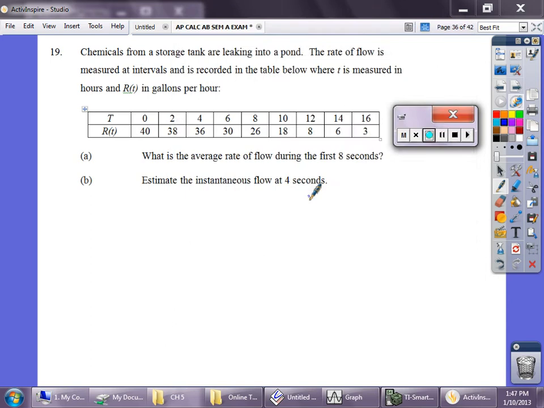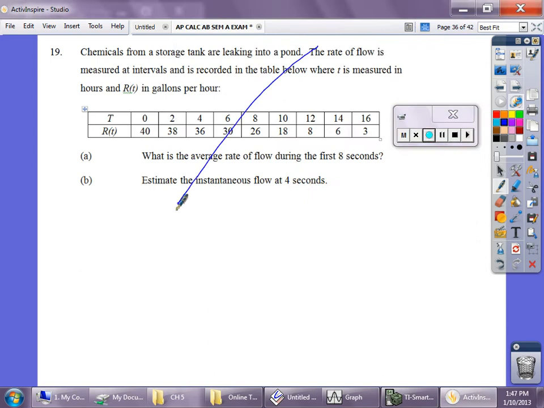All right, so number 19, you actually can't do this question. So we'll just cross that out. You actually can't answer letters A and B. The question is actually really poorly worded.